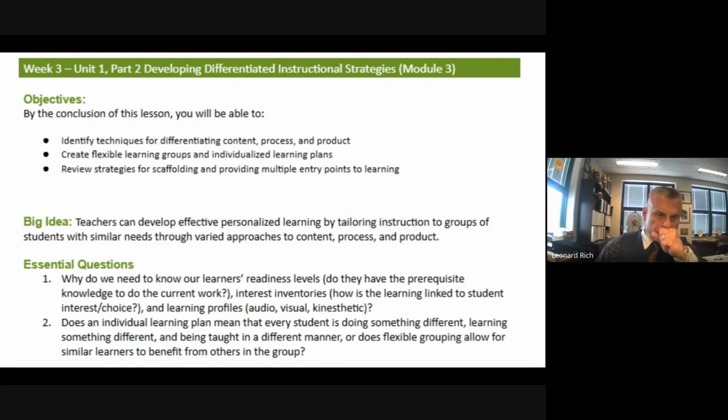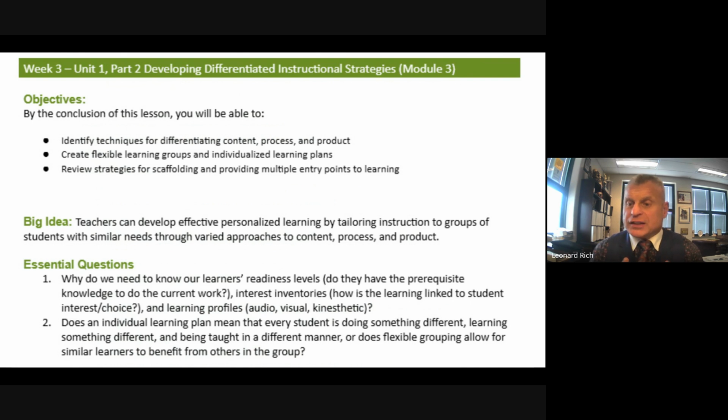Now, there's more than one way to address that content, which is going to be your process, and then your product is the end result, the assessment. Is it some type of physical product? Is it a paper pencil product? Does it have to be different than what other people are doing? Create flexible learning groups and individualized learning plans.